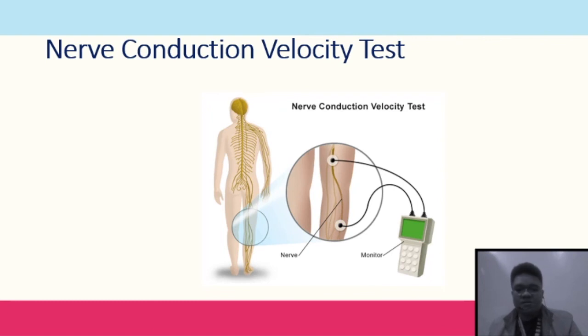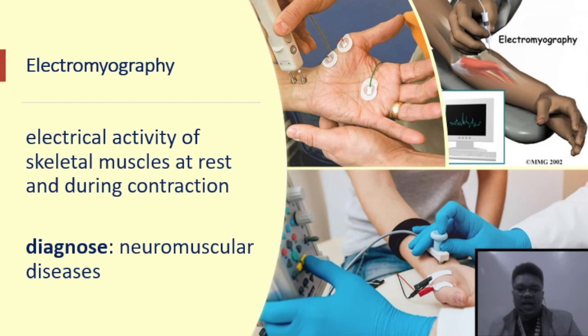So class, this is specifically used to identify nerve damages. So usually if the nerve is compressed or if there are underlying nerve problems, this is the test that we use for our patients. Then you have your electromyography. Class, your electromyography would measure the electrical activity of your skeletal muscles at rest and during contractions. So your electromyography is used to evaluate for neuromuscular diseases.